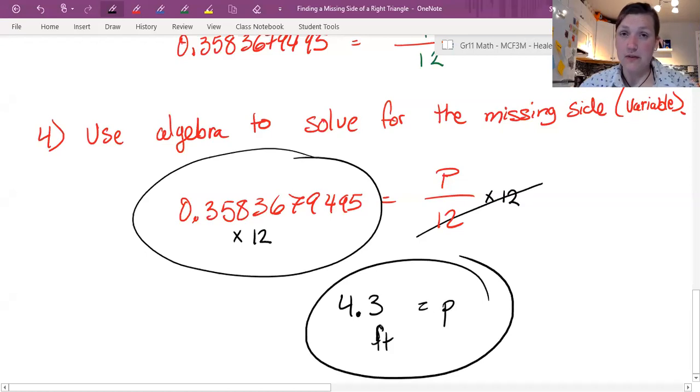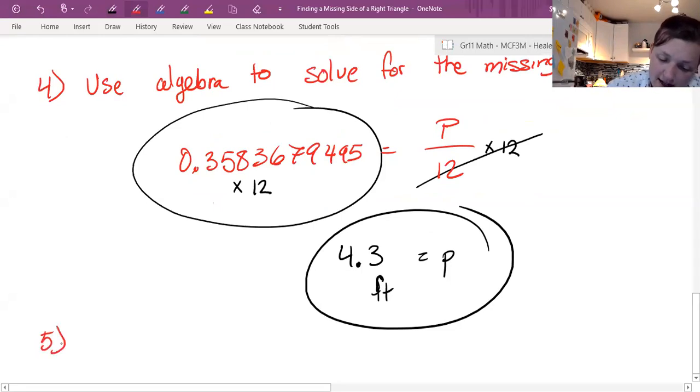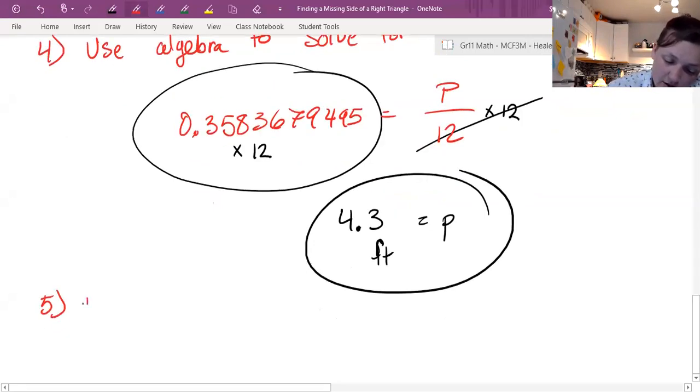What I would do now is just think, okay, does this make sense? That's the last step: think, does your answer make sense?